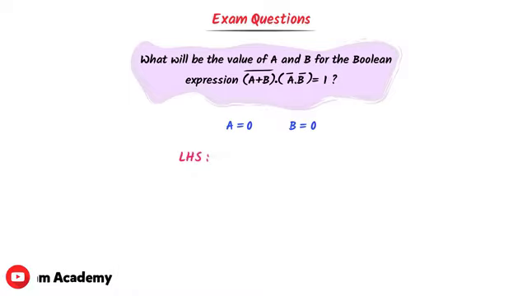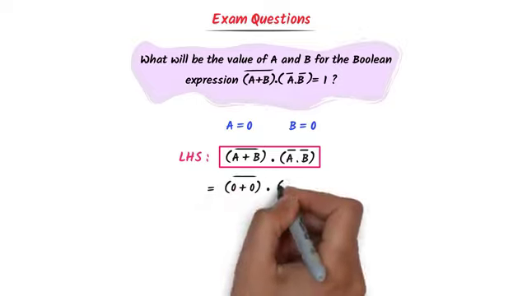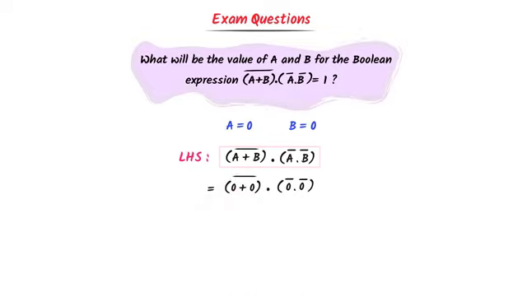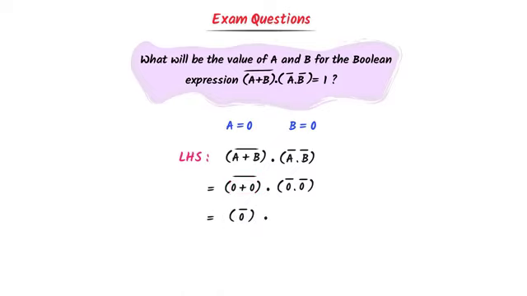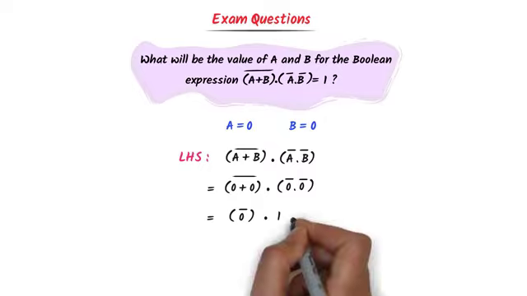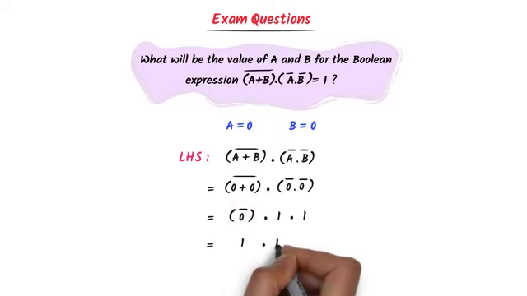Now consider left hand side. A plus B whole bar into A bar dot B bar. I put the values of A and B in it. I write 0 plus 0 whole bar dot 0 bar dot 0 bar. We know that 0 plus 0 is equal to 0. I write 0 bar. Also we know that 0 bar, or inverse of 0, is 1. I write 1 dot 1 dot 1.